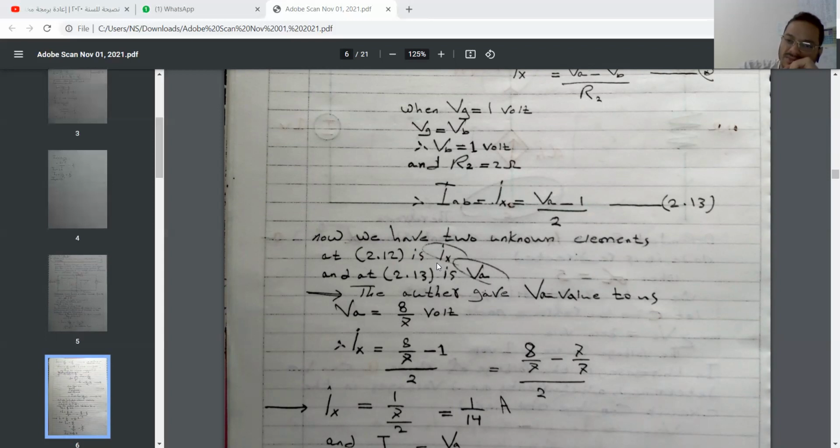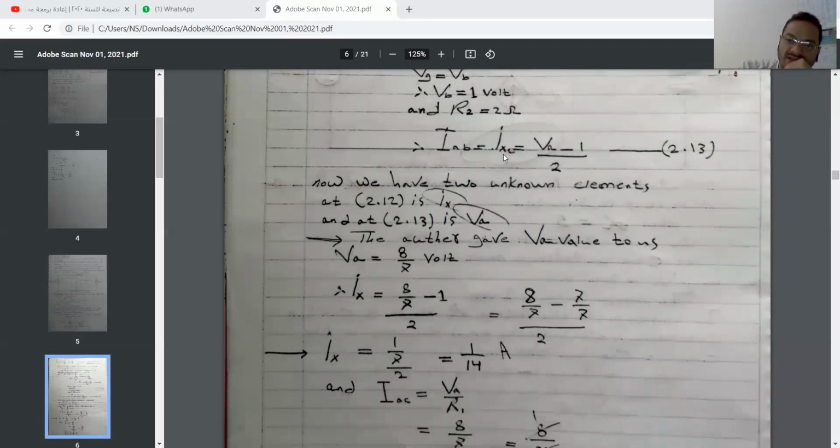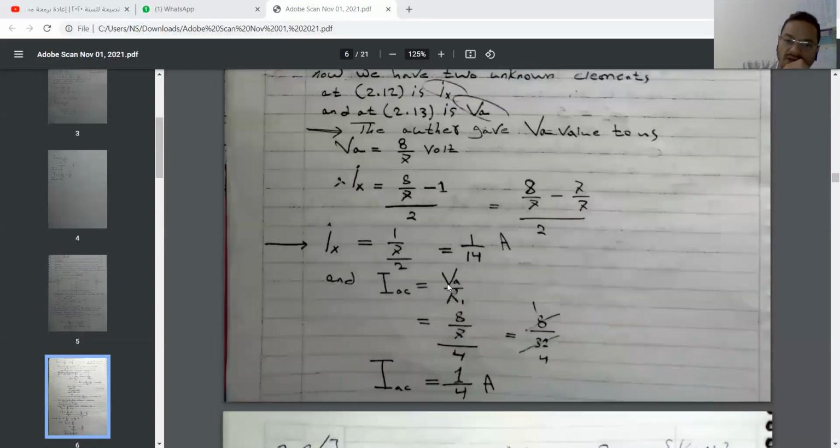That's mean the unknown element is IX. Now, like I said, IX equal, that's mean 8 divided on 7 minus 1 divided on 2, equal 1 divided on 14.